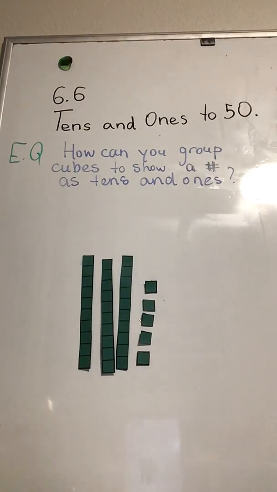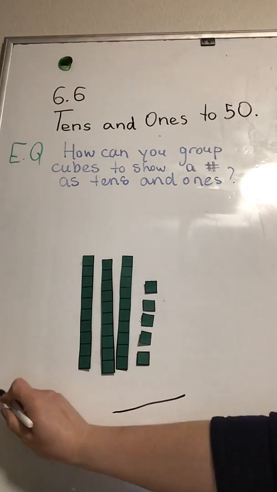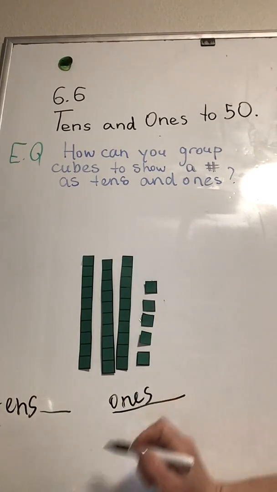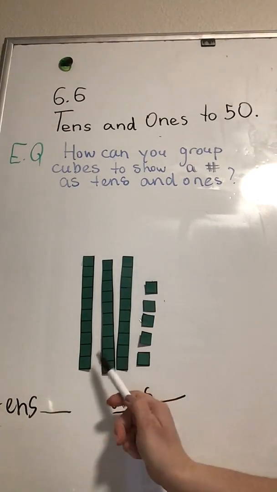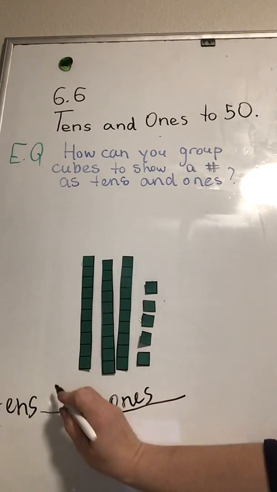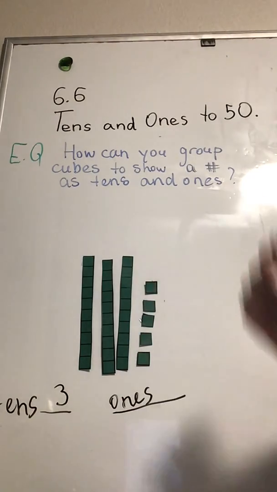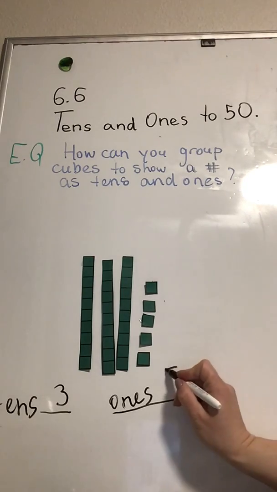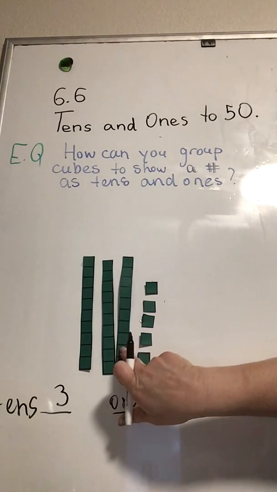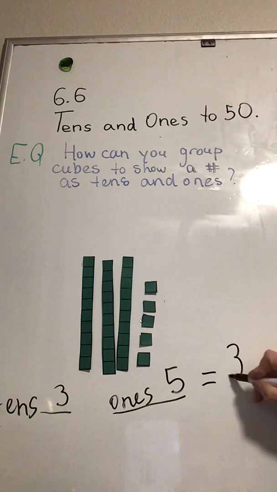So you are asked to tell how many tens and how many ones are in this number. So tens and ones. Let's count the tens first. 10, 20, 30. 1, 2, 3. 3 tens. How many ones? 1, 2, 3, 4, 5. 5 ones. What is the number? 10, 20, 30, 31, 32, 33, 34, 35. The number is 35.